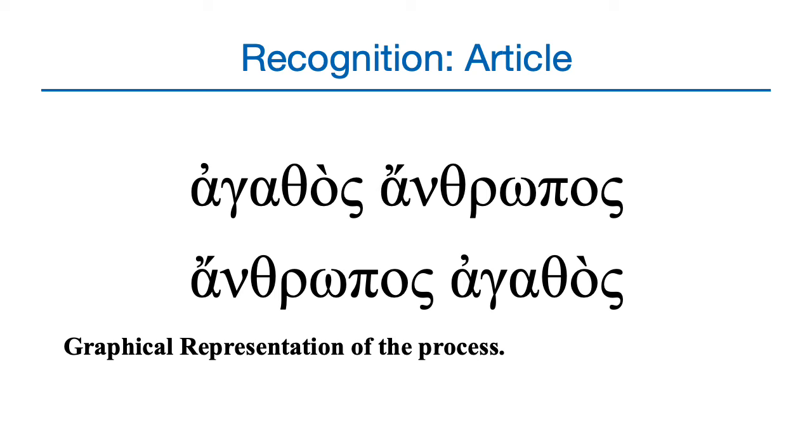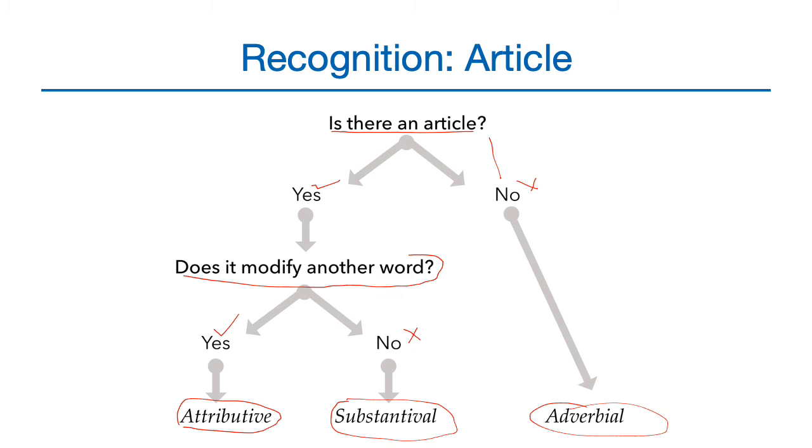But here is a chart to help you understand how to translate the adjective. Ask the question, is there an article with the adjective? If the answer is yes, then there are two options. There is another question. If the adjective has an article, your next question is, does it modify another word? If the answer is yes, then it is attributive. If the answer is no, then it is substantival.